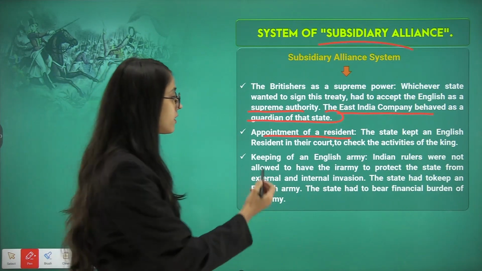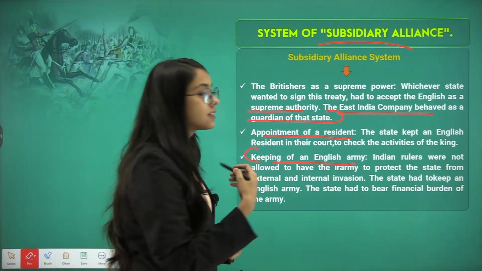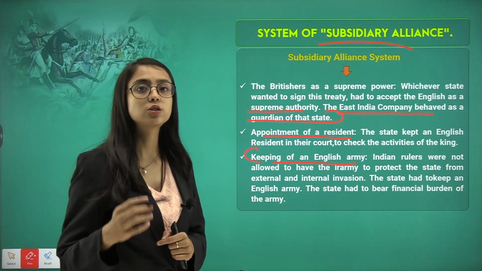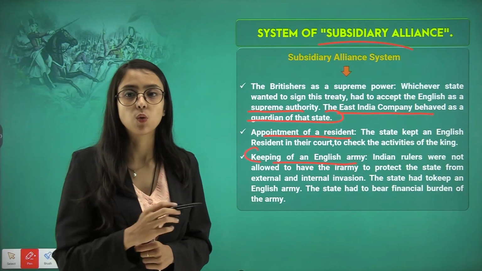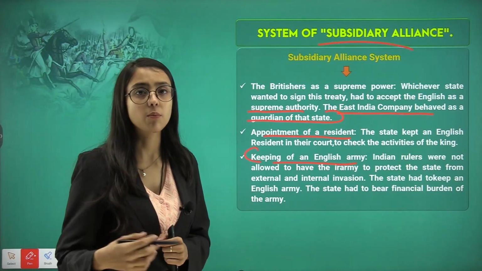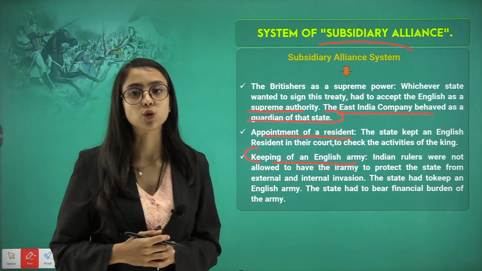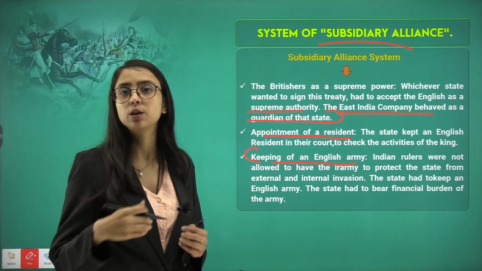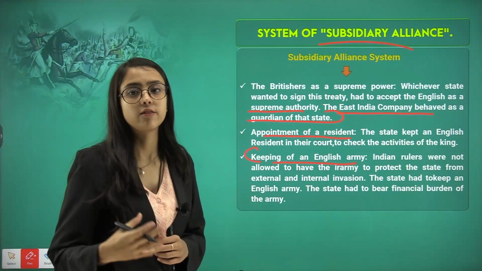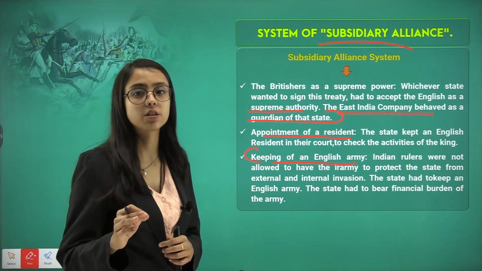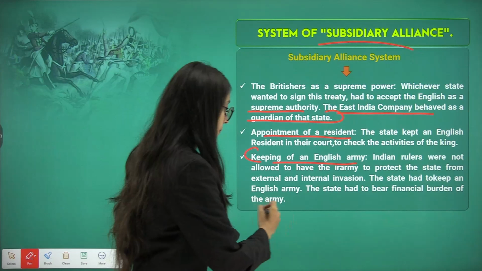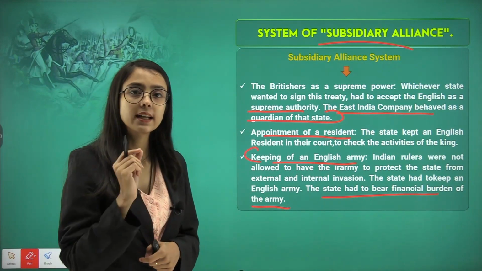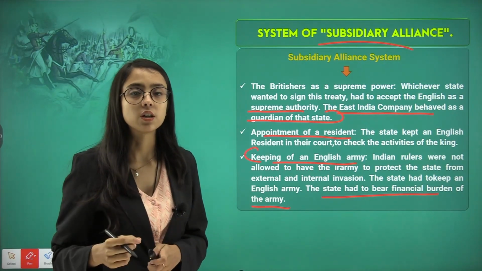Keeping of an English army. Now, these Indian rulers were not allowed to have their own army. They were supposed to have an English army only, in order to protect the state from any kind of attack. So the state had to keep an English army so that they could prevent any kind of external or internal invasion. The state had to bear the financial burden of the army. So all the resources and expenditure on maintaining that army were borne by the ruler himself.